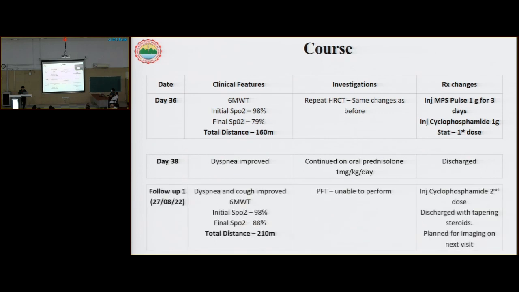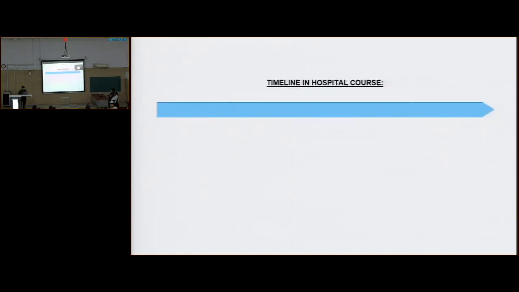He visited us for the first follow-up on 27/8/2022, 1 month later, wherein he showed progressively increasing total distance in a 6-minute walking test. He had good improvement in his clinical symptoms and signs, but he was still unable to perform his pulmonary function test. On this occasion, he received his second dose of injection cyclophosphamide.